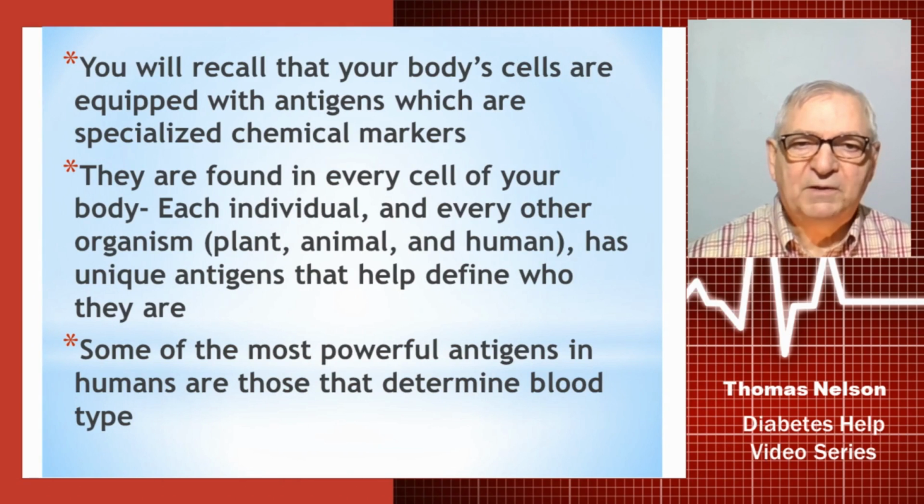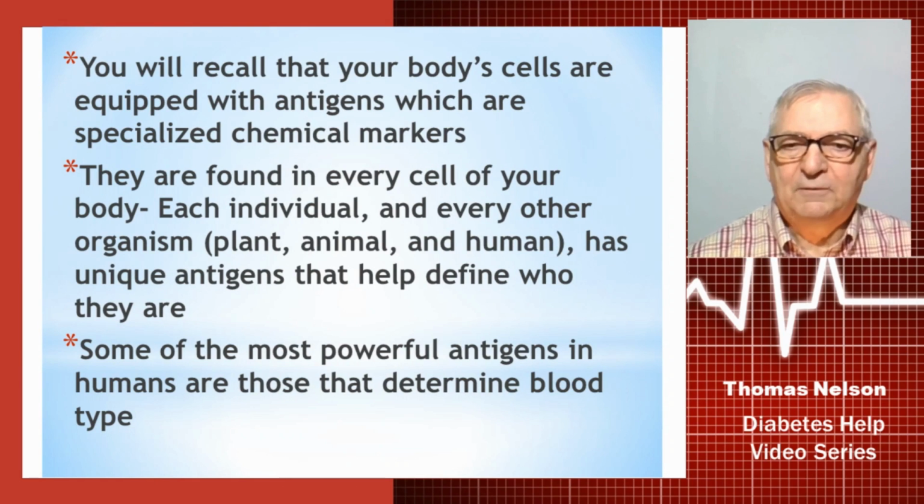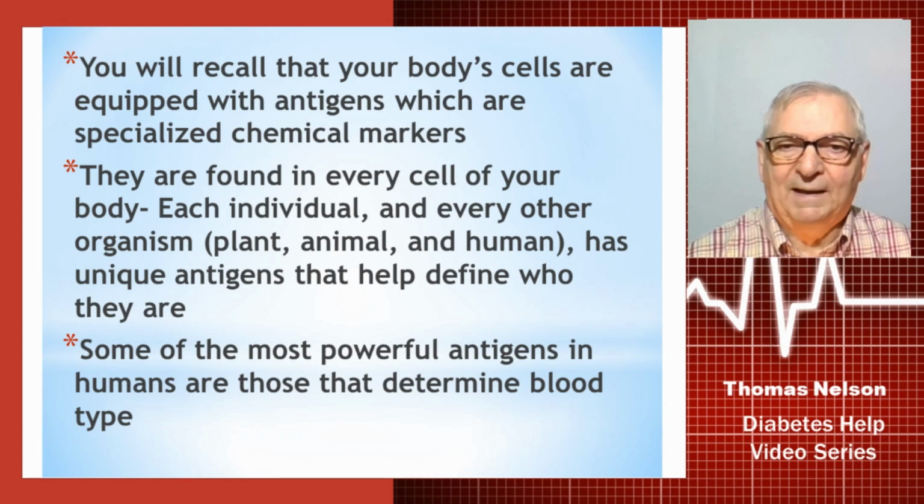You're going to recall that your body cells, nearly every single one in your body, is equipped with antigens, and they're little specialized chemical markers. They're equipped with little antennas, so to speak, that reach out into your bloodstream, and they look for things in the blood that shouldn't be there. Invaders, bacteria, viruses, or even foods that don't have compatible antigens, which you'll learn more about later.